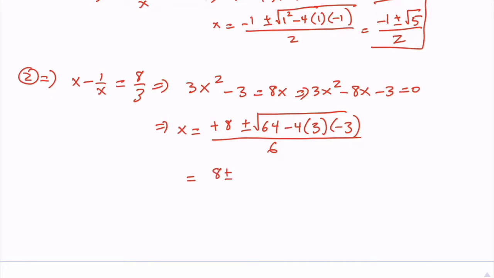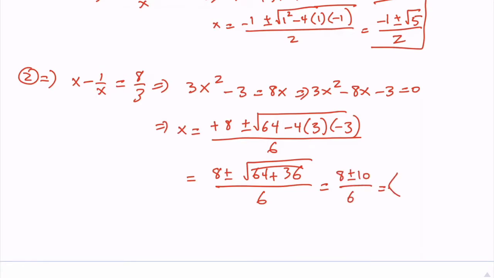That is 8 plus or minus the square root of 64 plus 36, divided by 6, which is 100, and the square root of 100 is 10. So 8 plus or minus 10 over 6 will give us 8 plus 10, which is 18 divided by 6, so 3, or 8 minus 10, which is minus 2 divided by 6, so minus 1 over 3.